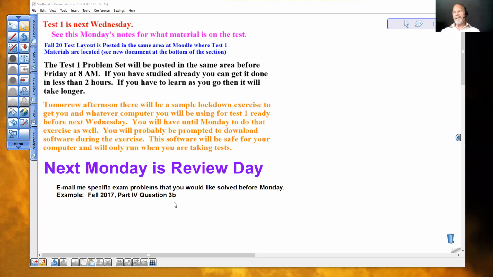I have a confession. I didn't look at Fall 17 to come up with this example. There might not be a 3B in Part 4, but that's the kind of stuff I need. What semester, what part of the test, 1, 2, 3, 4, and which question in that part. So as soon as, while you're studying and doing the problem set, you're finding exam type questions that seem to relate to the test layout that I've posted, and you're having a little trouble, look for an old question. We'll do it together on Monday.